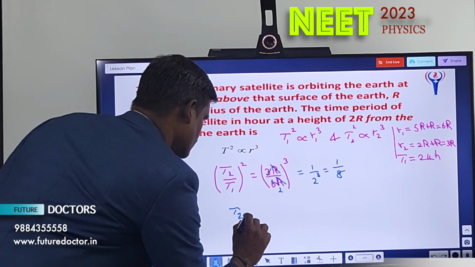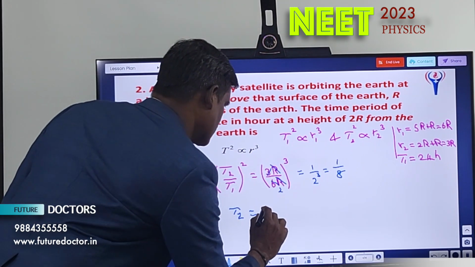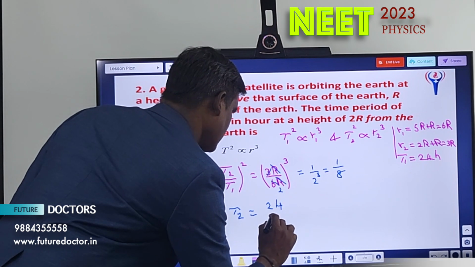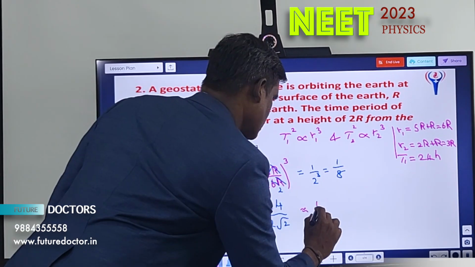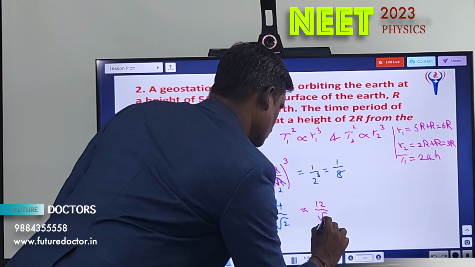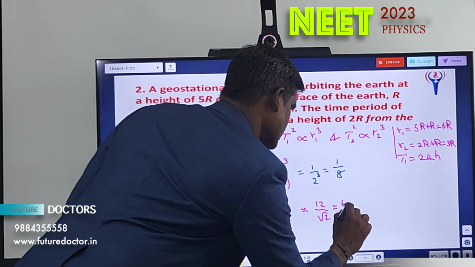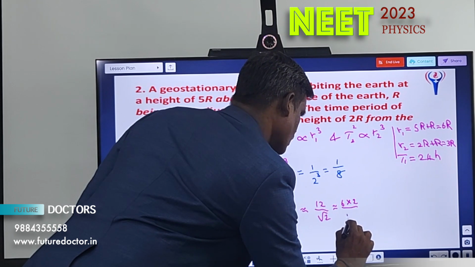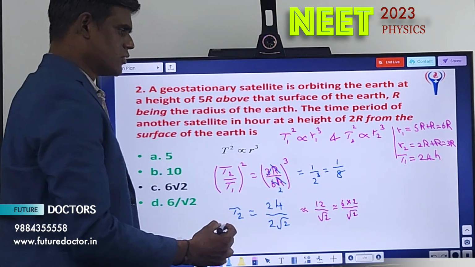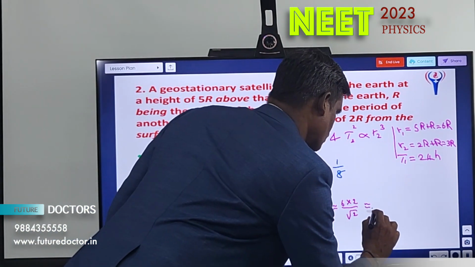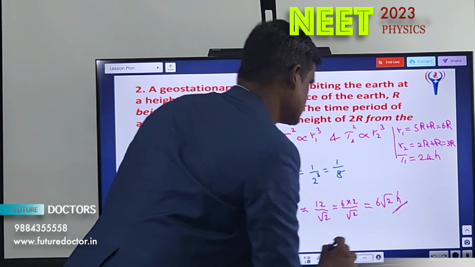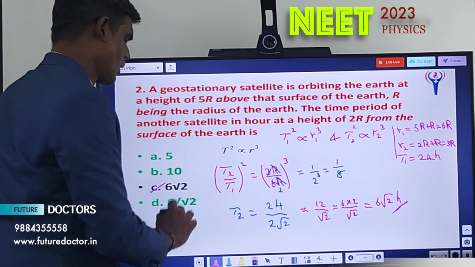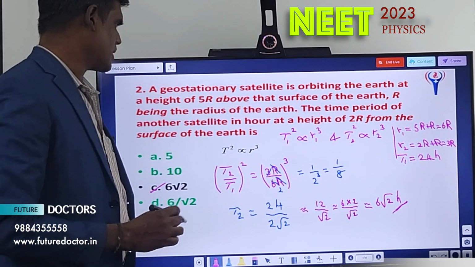T2 equals T1, which is 24 hours as mentioned, divided by 2 root 2. That is equal to 12 by root 2, which is nothing but 6 into 2 by root 2. 2 by root 2 gives root 2. So the answer is 6 root 2 hours. It is option C. Option C is the correct answer.